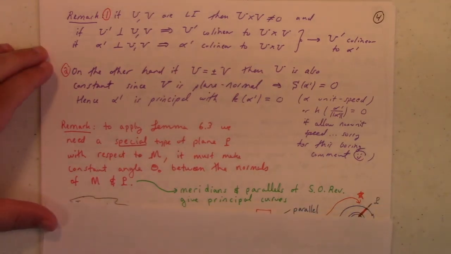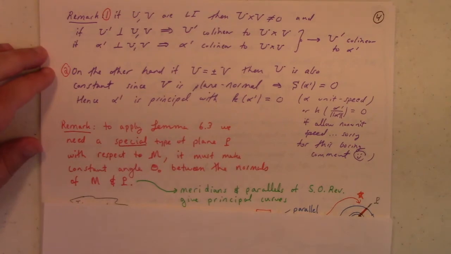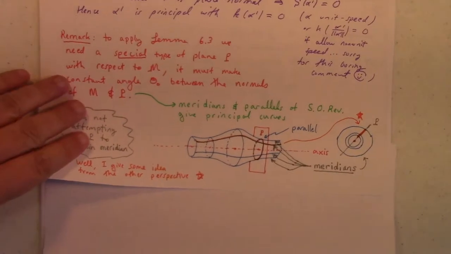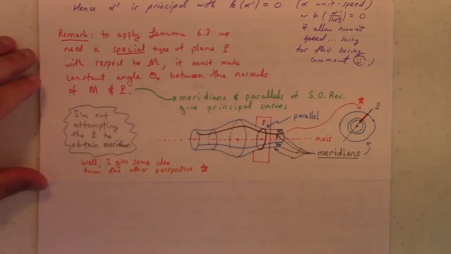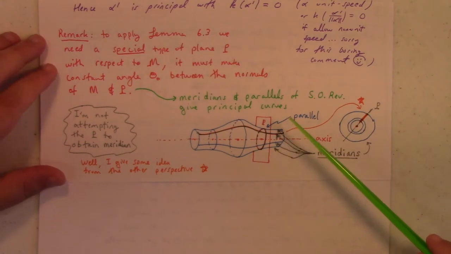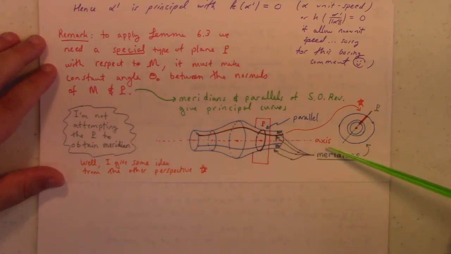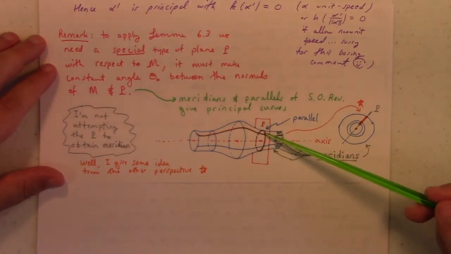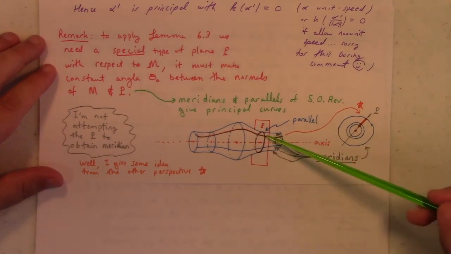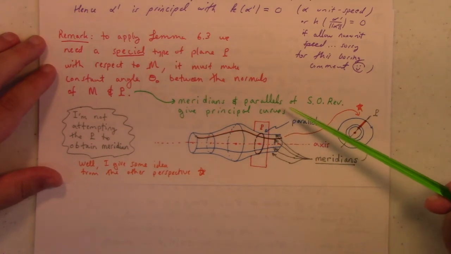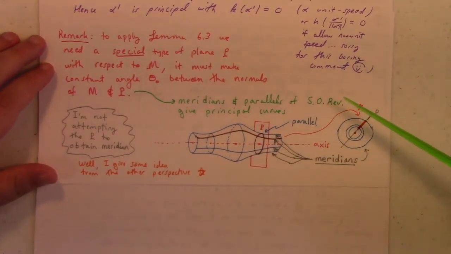But another big class of examples: the meridians and parallels of a surface of revolution give principal curves, because, and here's my feeble attempt at a picture, here's a surface of revolution. If you take the cross section where the axis is normal to the plane, like this, then the curve of intersection is a parallel of the surface of revolution. The circle is a parallel, and that is going to be a principal curve by this lemma 6.3.